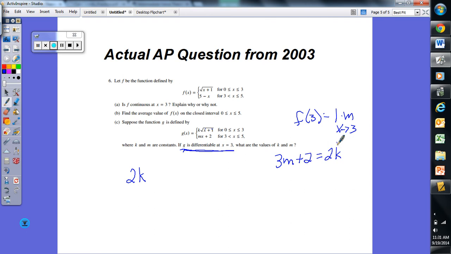Now let's see where I just figured all that out from. The limit from the left at 3, when I plug in 3 for x, gives me 2k. In the bottom function, when I approach 3 from the right and I plug in 3 for x, I get 3m plus 2. In order for this function to be continuous, these two things must be equal. So, what are the values of k and m? What else do I know it has to equal?